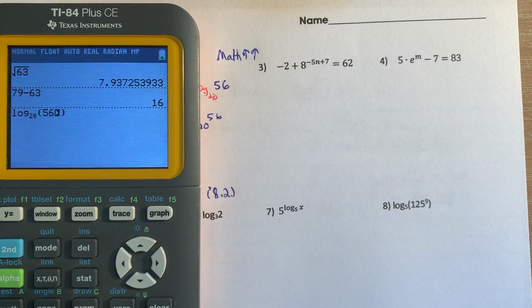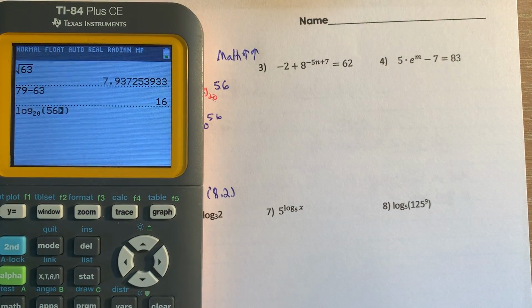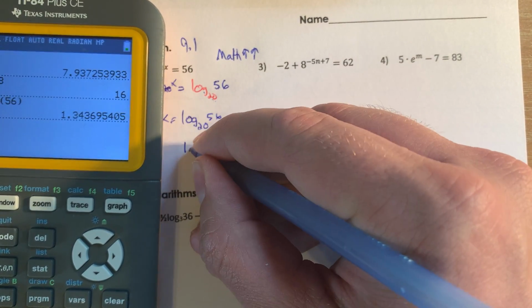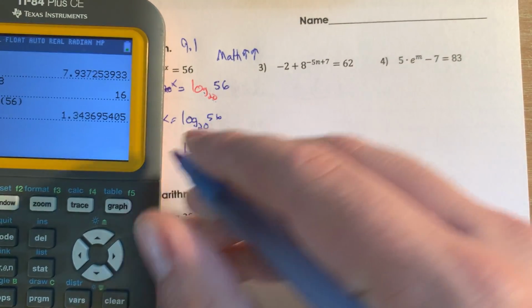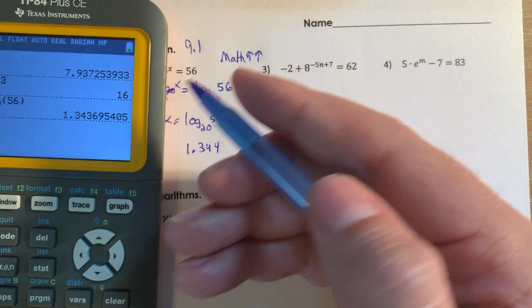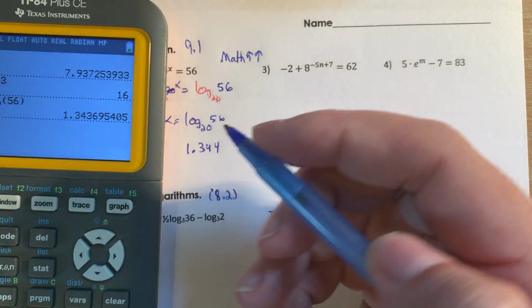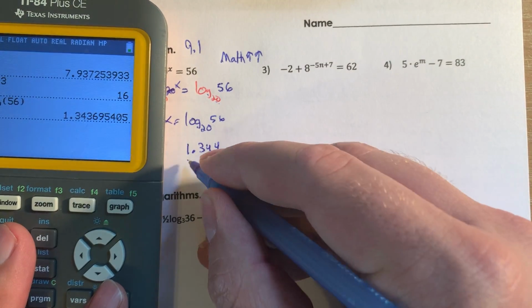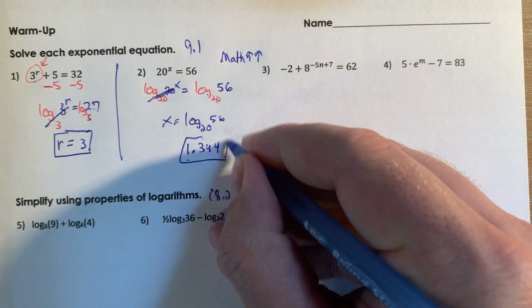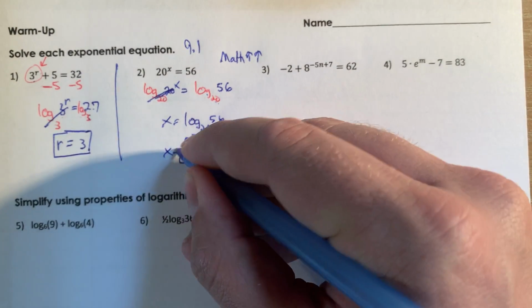Log base 20 of 56. We know this is going to be an irrational number, but let's go ahead and round it to 3 decimal places. So it's 1.344. The third decimal place rounds up because 6 is bigger than 5. So we look at the thing after, and if it's bigger than 5, we round up. So 1.344, the 3 rounds up to 4. So that is what x is equal to.